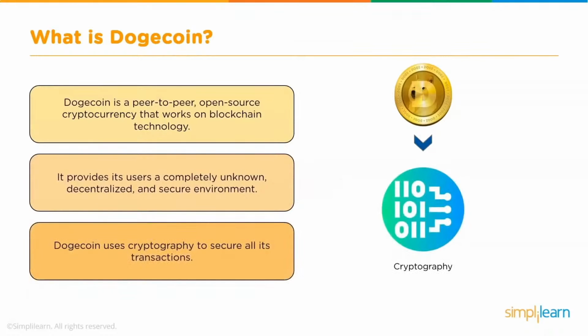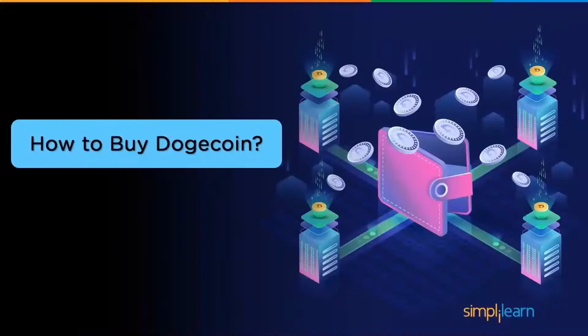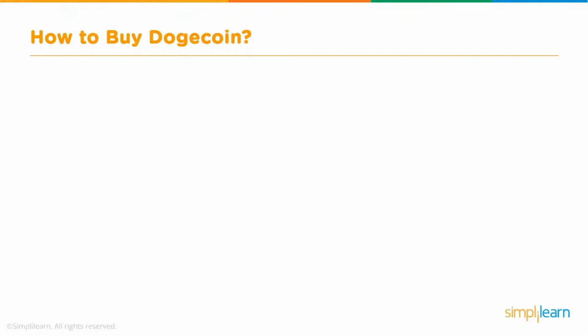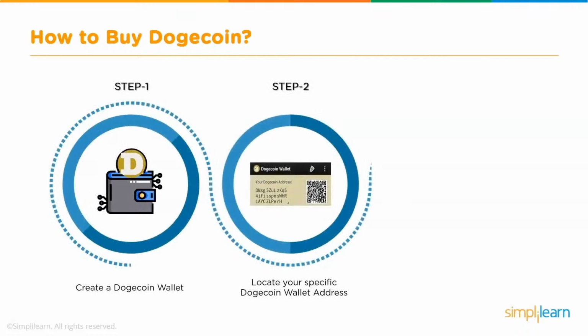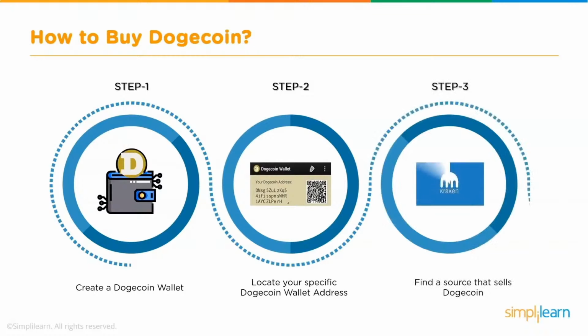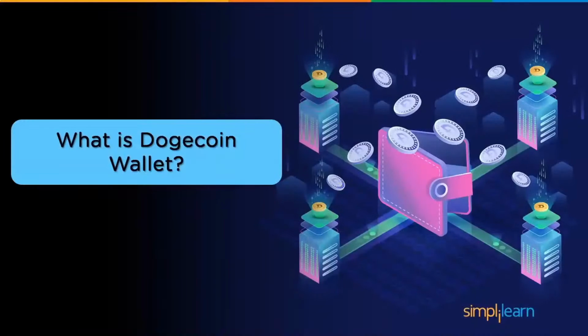Now let's proceed further and have a look at the process of how to buy Dogecoin. You can buy Dogecoin by following these steps. Step 1. Create a Dogecoin wallet. Step 2. Locate your specific Dogecoin address, which is a long array of characters that starts with a capital D followed by any other capital character or any number. And step 3. Find a source that sells Dogecoin. And voila, buy Dogecoins. So that brings us to what is a Dogecoin wallet.